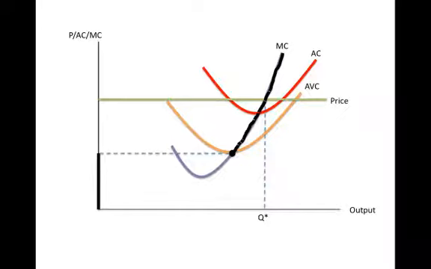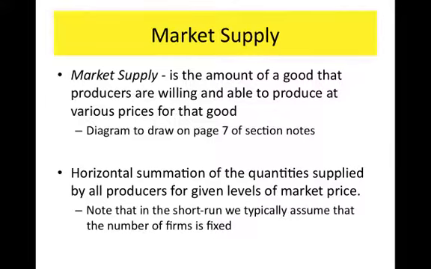However, we can actually measure supply at the market level. And this introduces the notion of a market supply curve. And this is simply the amount of a good that producers are willing and able to produce at various prices for that good. So it's the aggregation of all the supply of all the firms in that particular market. To illustrate how we get at a market supply curve, there's space on the top of page 10 for you to draw the following diagram.